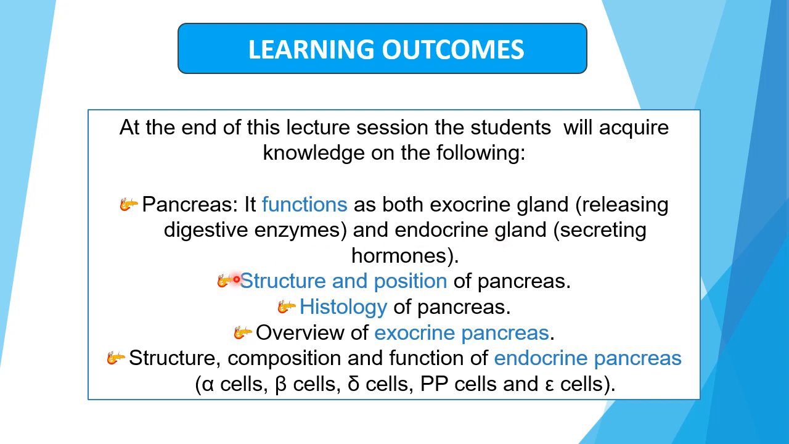They will get to know about the structure and position of the pancreas. They will also get to know about the histology of the pancreas. The students will get to know a brief overview of the exocrine pancreas, and finally the students will know about the structure, composition and function of the endocrine pancreas that consists of various cells, that is alpha cells, beta cells, delta cells, PP cells and epsilon cells. So, following these objectives, let us begin today's discussion.